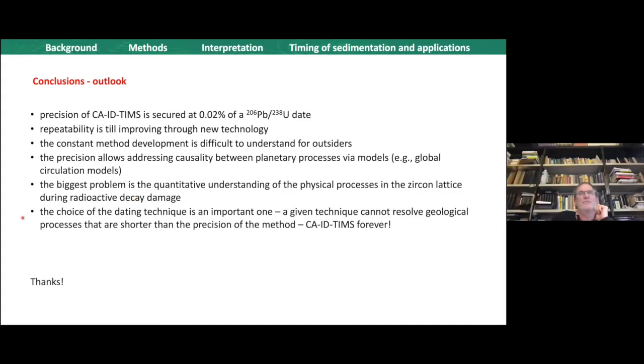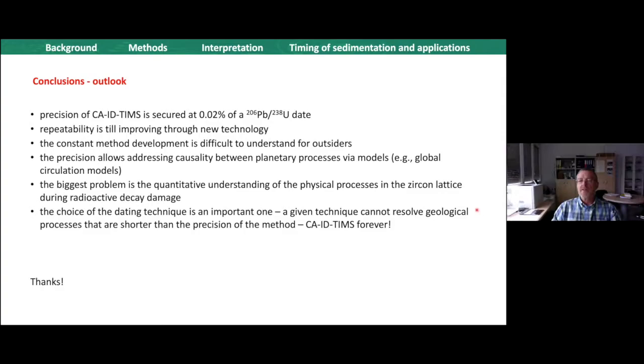And do not forget, this is very important for people who are outside the field. There are these 3 methods. The cheapest one is laser ablation ICP-MS. So let's do this. We can analyze 20 samples. A given technique cannot resolve a geological process which is shorter than the precision of the method. With a method which is producing 2% uncertainty, you cannot resolve a timing which would be in the per mil of uncertainty.